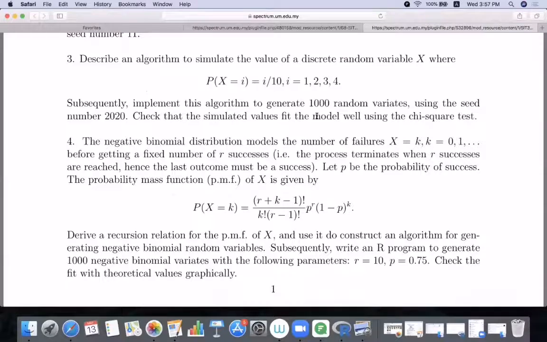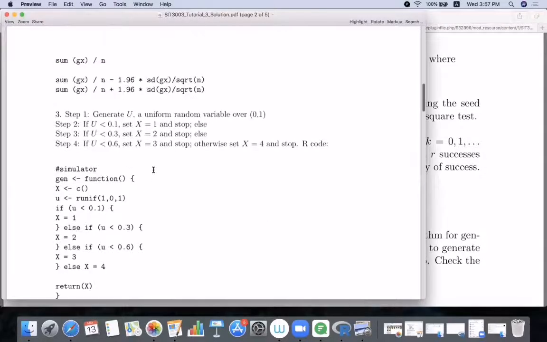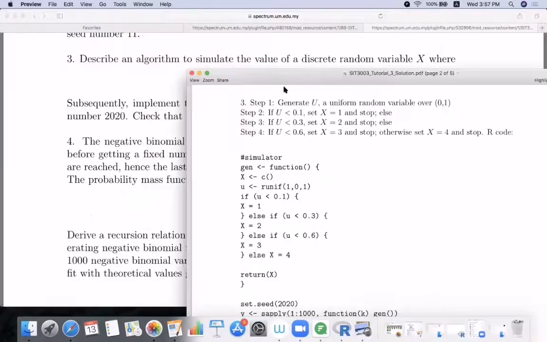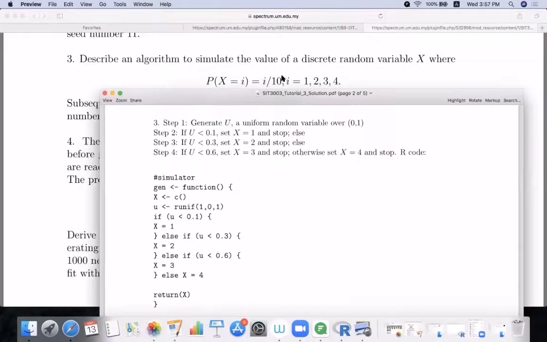So, okay. So this one, if you look at the solution, right? So the solution is very simple. So you generate uniform 0, 1, right? If your U is below 0.1, you just set it as 1. Okay. Now note very carefully, right? In this case, your I starts from 1, 2, 3. If your starting value is 0, then this one you set as 0, yeah?